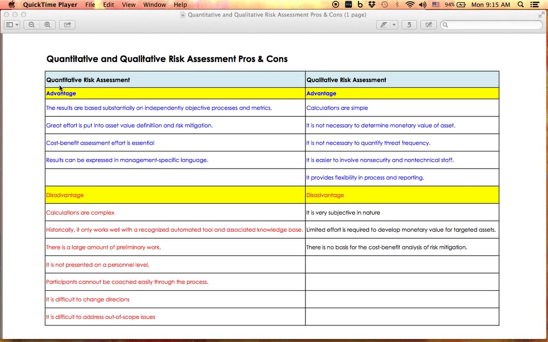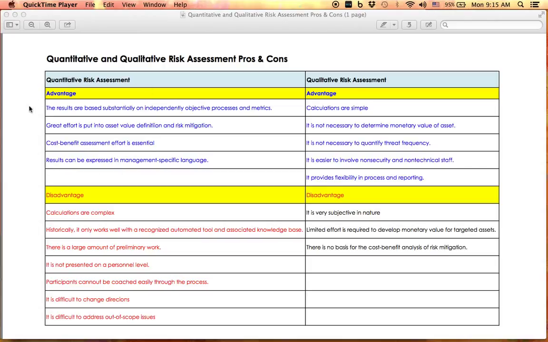This is the quantitative risk assessment. The advantage: the result is based substantially on independently objective processes and metrics. The second is that great effort is put into asset value definition and risk mitigation. The third one, cost benefit assessment effort is essential. And the last one is the result can be expressed in management specific language.